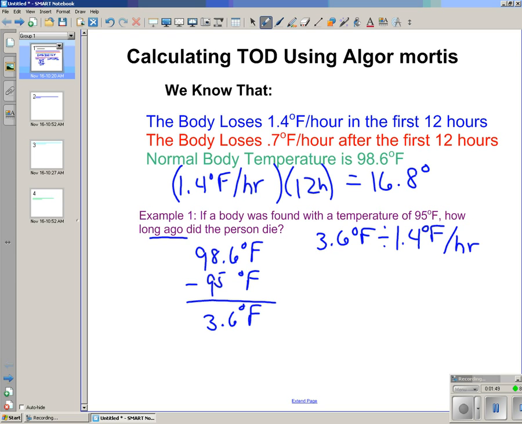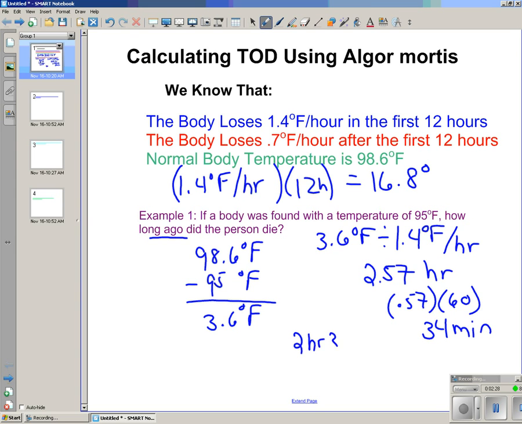When we do the math there, that's going to leave us with 2.57. And that would be hours. Well, we don't want to leave this in a decimal. So to find out what 0.57 hours is, we're going to multiply that by 60. So 0.57 times 60. And that gives us, rounding to the nearest whole number, 34.2, but we'll say 34 minutes. So our total is 2 hours and 34 minutes ago is when this person died.